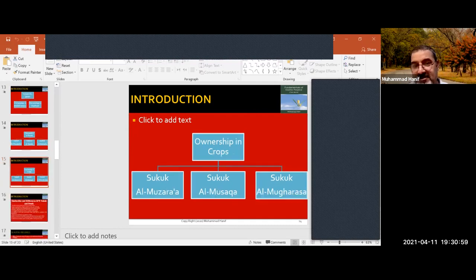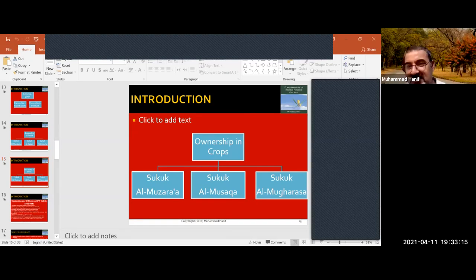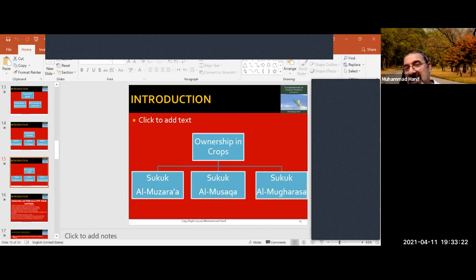Ownership in crops: Sukuk al Muzara'a. Muzara'a is agriculture, am I right? Sukuk al Musaqa. Musaqa is something like watering, you know. Is it correct? Yes, that one's correct. Sukuk al Mugharasa. What is Mugharasa? Like planting the trees. Very good. So this can be agricultural sukuk. By the way, this sukuk is something in your hands. You can collect money for any project.